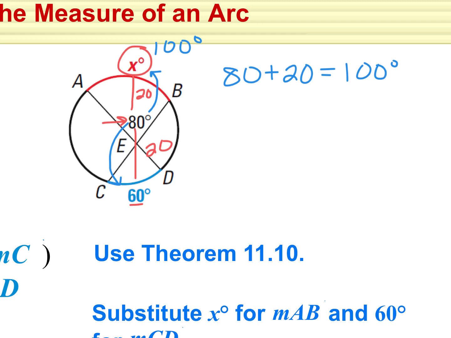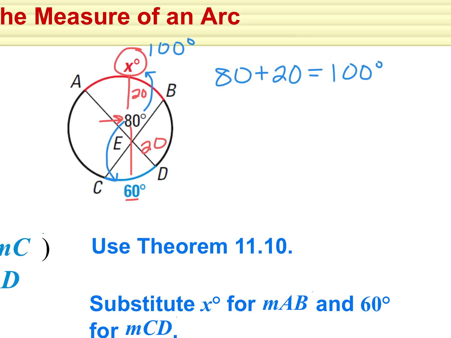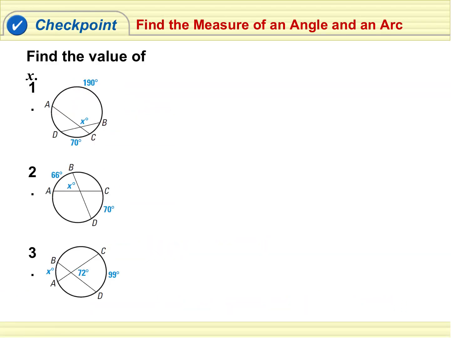Questions on those? Go ahead and do these 3 on your own. On these problems, you want to understand what you're looking for. On number 1, what are we looking for? The angle or the arc? The angle, it's in the middle. What do we do if it's in the middle? Add them up, divide by 2. Take the average.